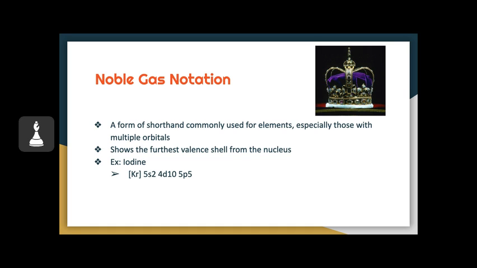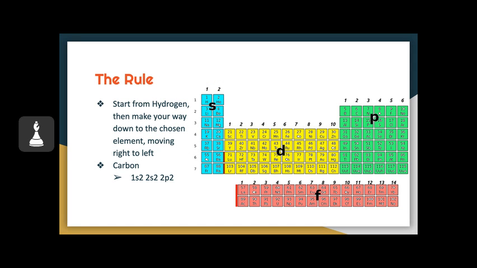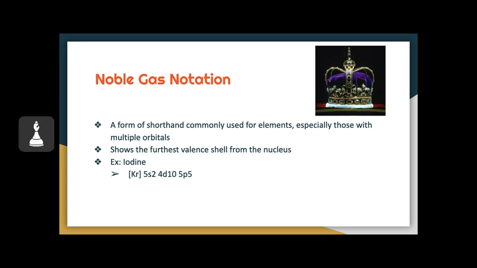Let's take iodine, for example. If we refer to our periodic table, we see that krypton is the noble gas above iodine. So we would write the atomic symbol for krypton in brackets, then continue the configuration from there. So this would translate to being a bracketed krypton followed by 5s2, 4d10, 5p5.